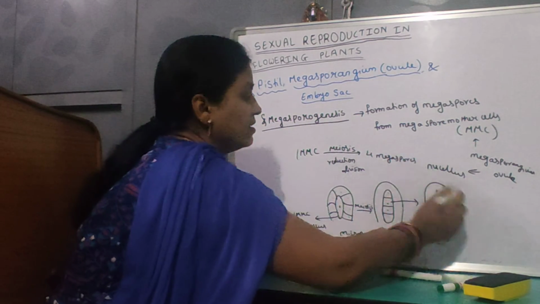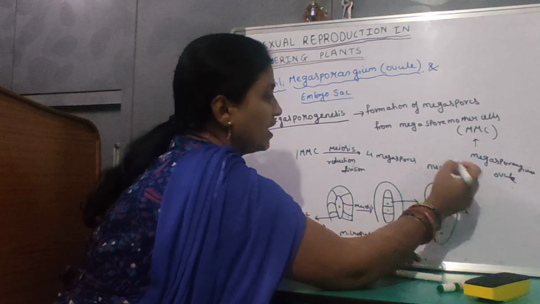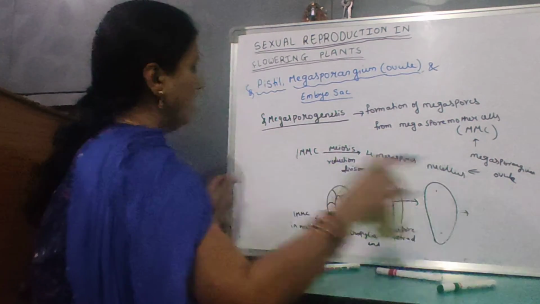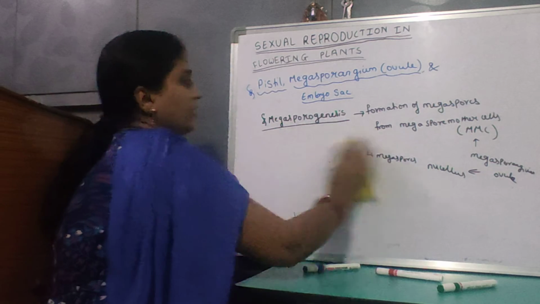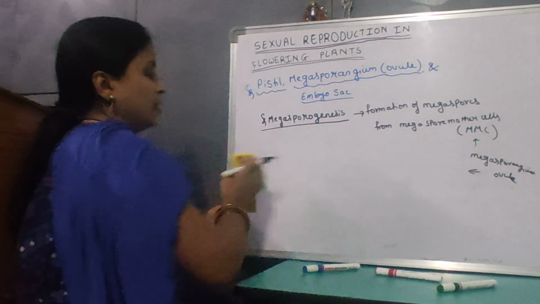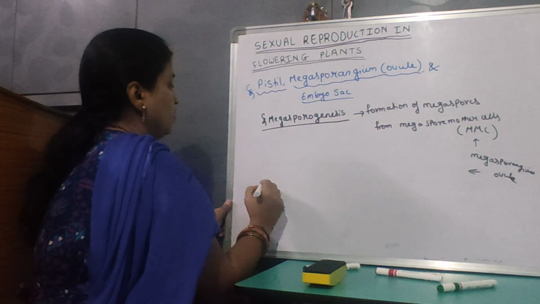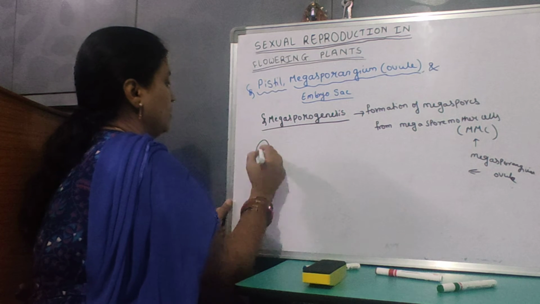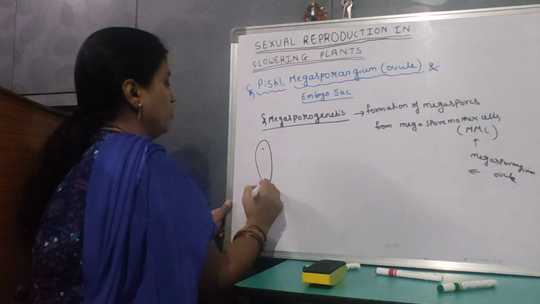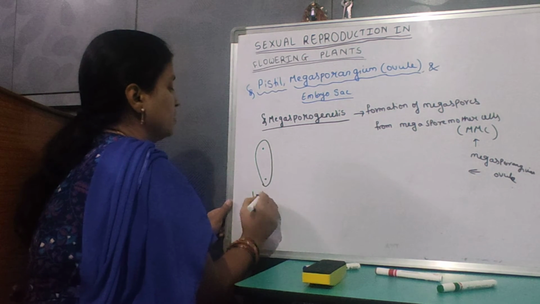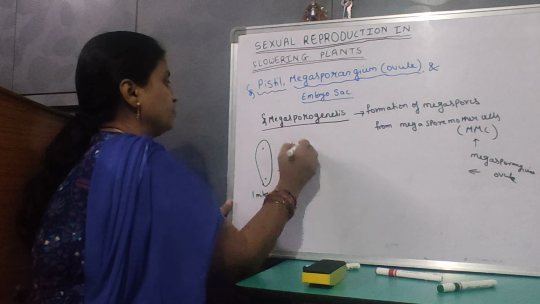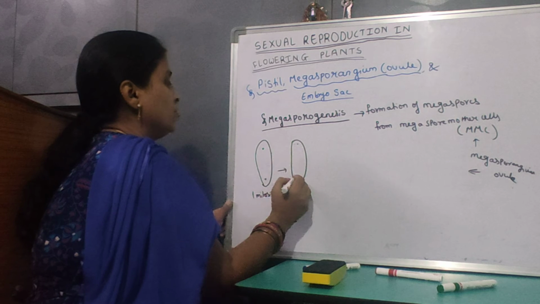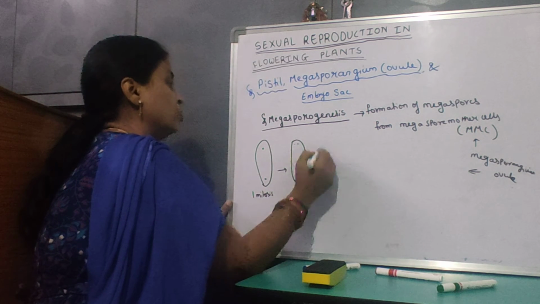Then these nuclei will again undergo division. I'll write down here. From one mitosis, then it will again undergo mitosis. As a result, 2 will be formed. Then it will again undergo mitosis.